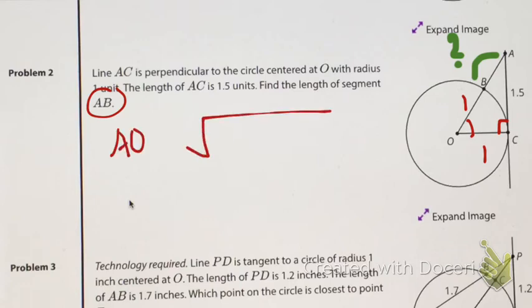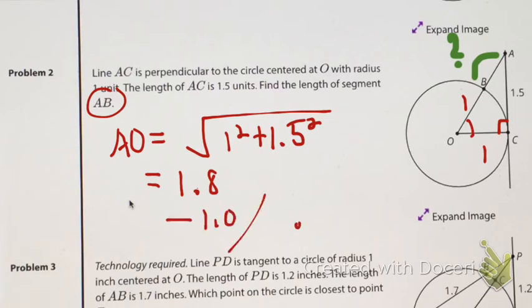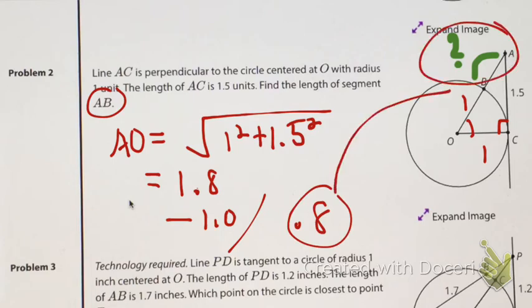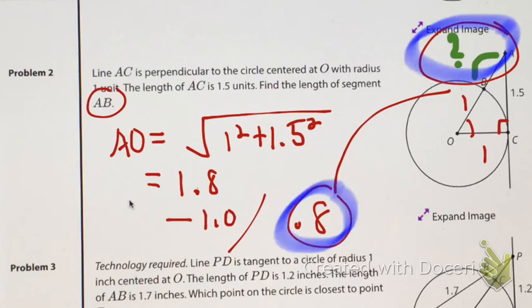AO, is the hypotenuse. And that would be 1 squared plus 1.5 squared. So I'm going to use my calculator here to calculate that. Square root of 1 plus 1.5 squared. And that gives us 1.8. So that means that whole segment's 1.8. Take away the 1 because you take away the radius. And that means that little piece there is going to be the 0.8. That's your little piece right here. 0.8.